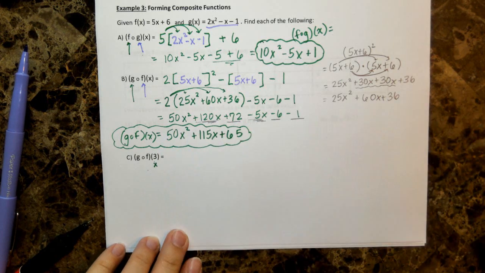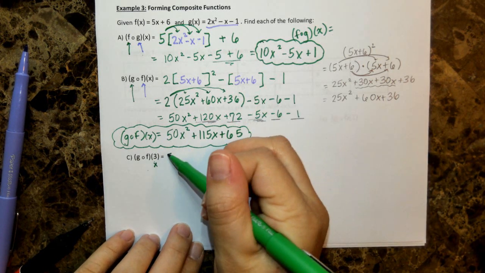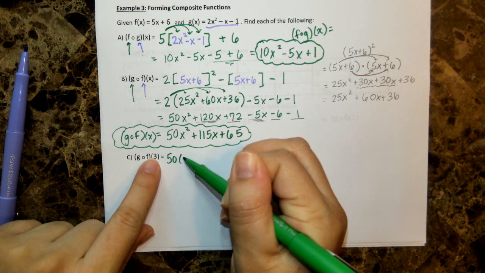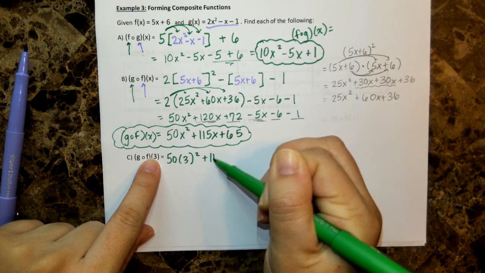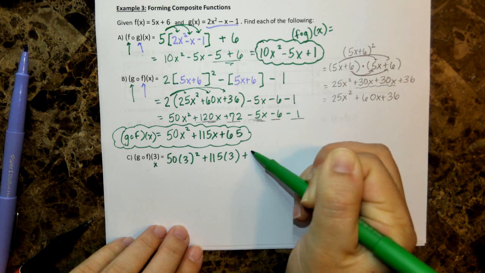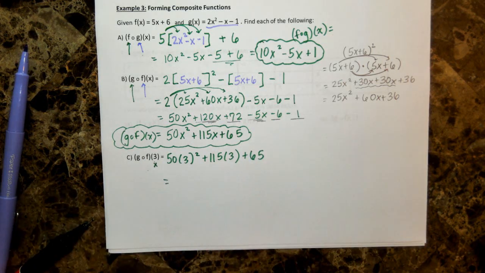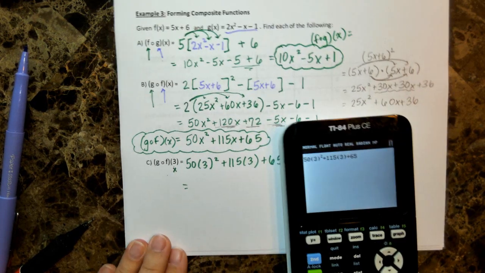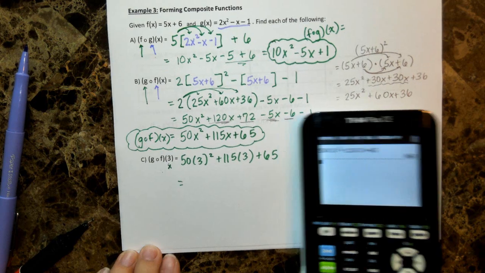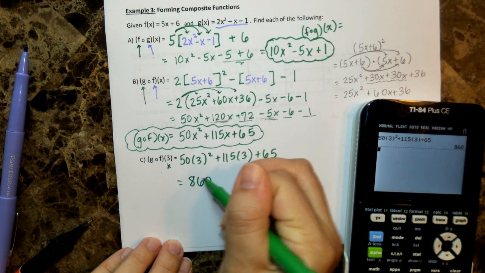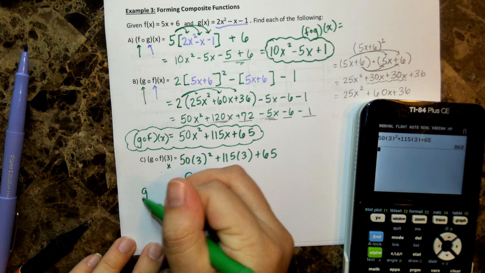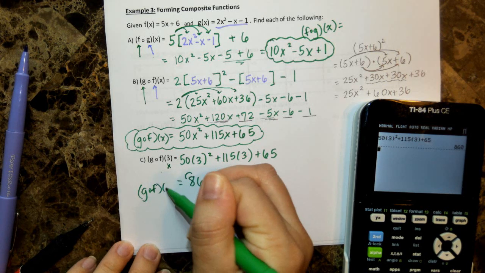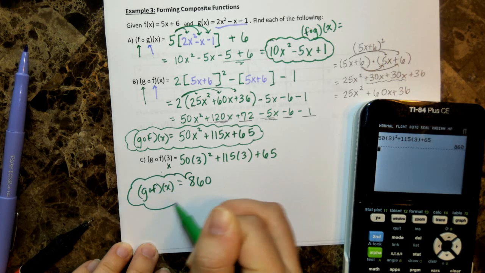I'm going to take this final answer and take every x and replace it with the number 3. 50 times 3 squared plus 115 times 3 plus 65. And I'm just going to use my calculator for that. And I got 860. I just like to label my answer, so I'm going to go ahead and write that again.